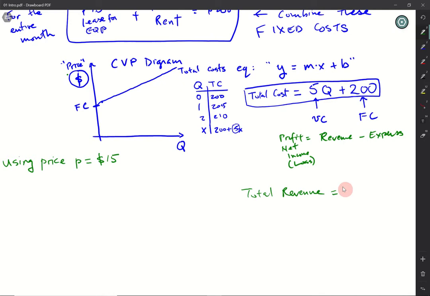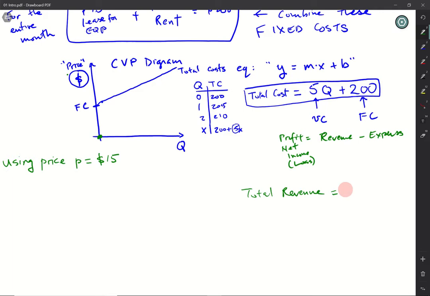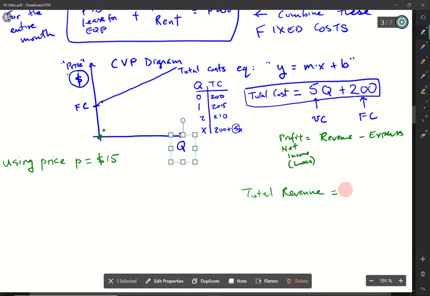So the easy point to find is the one where you don't sell anything, right? So if you have 0 sales, how much revenue do you have? 0. So that's 1 point on the revenue line. So if you sold 1 shirt, how much would you have? You have 15, right? And actually, as long as we have 2 points, we have a line. So it will look something like that. So total revenue.